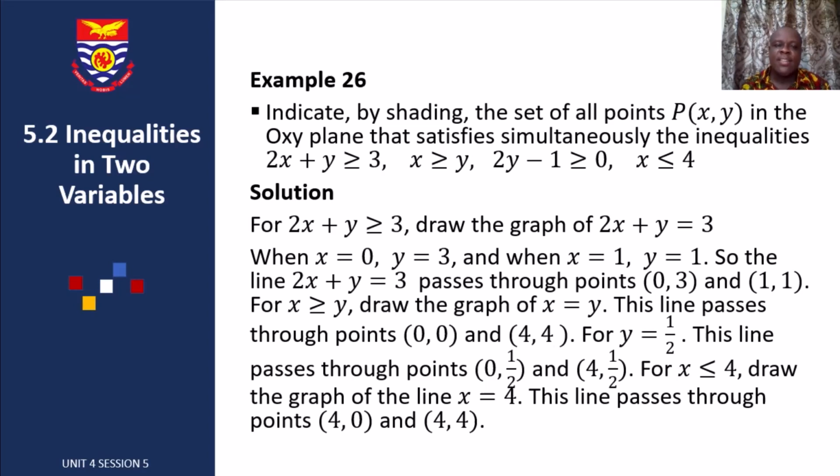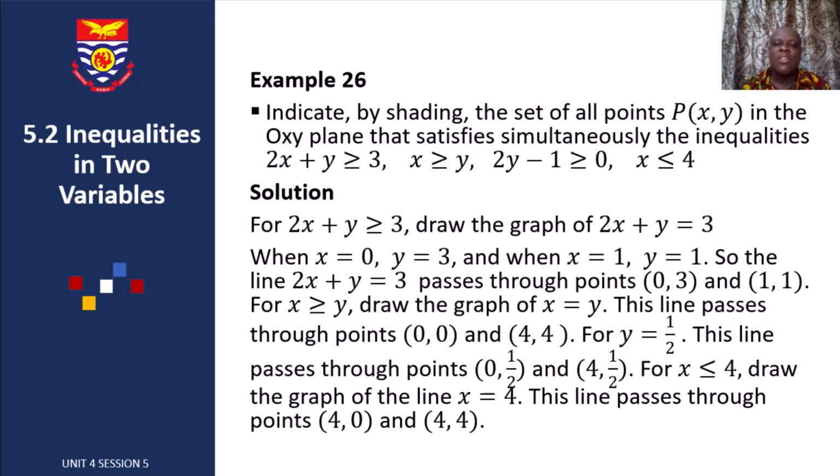For x greater than or equal to y, we remove the inequality and we introduce the equal to sign. So it becomes x is equal to y. What it means is that if x is 1, y will be 1. If x is 2, y will be 2. If x is 0, y will be 0. And if x is 4, y will be 4. Then we move to the third one.